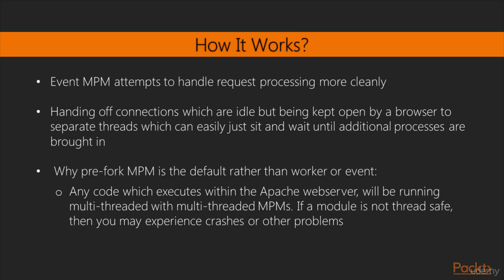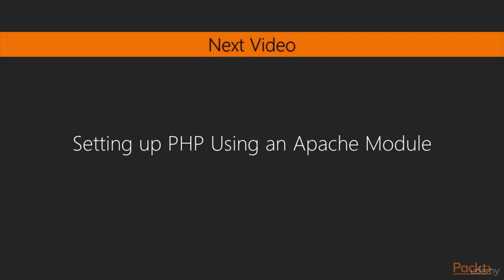Now, there is a very good reason why the prefork MPM is the default rather than worker or event. Any code which executes within the Apache web server, like modern PHP, will be running multi-threaded with multi-threaded MPMs. If a module is not thread safe, then you may experience crashes or other problems. Nice! In this video we saw how to improve scaling with the worker MPM. In our next video, we will look at setting up PHP using an Apache module.